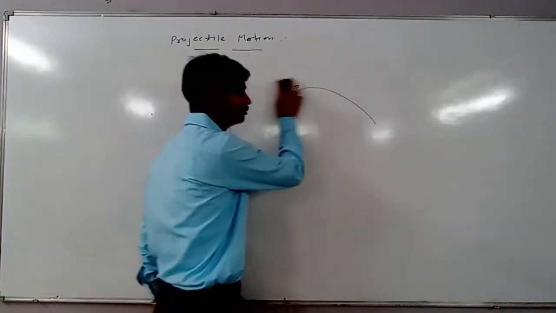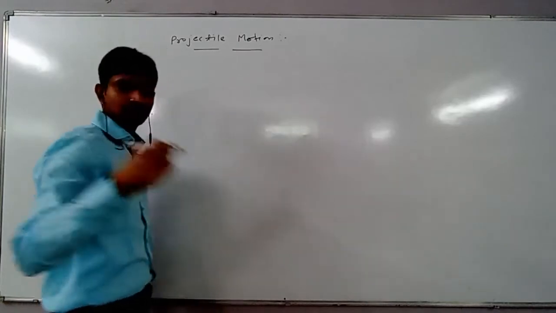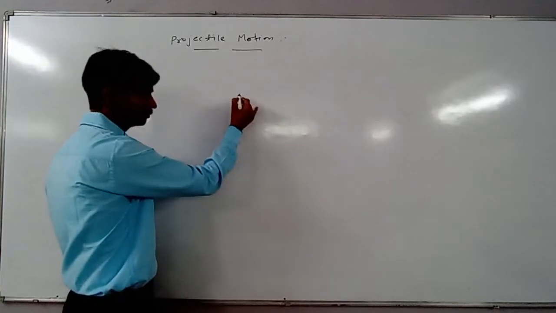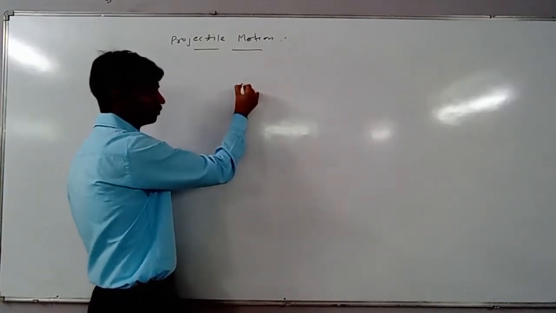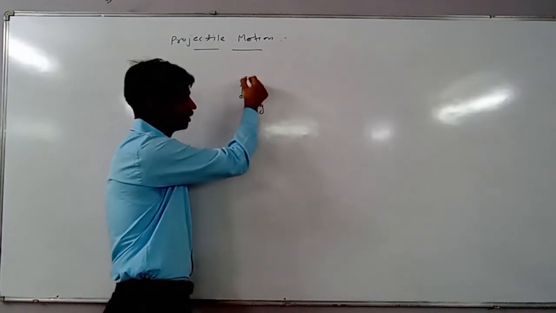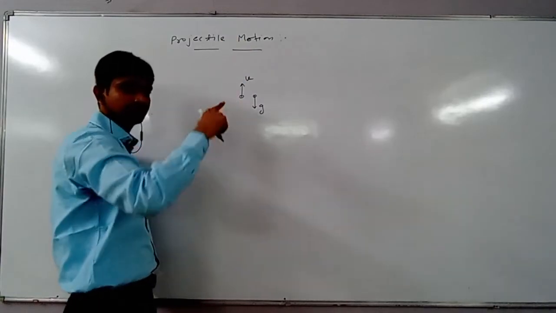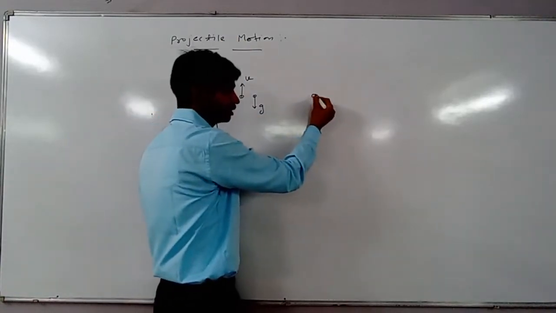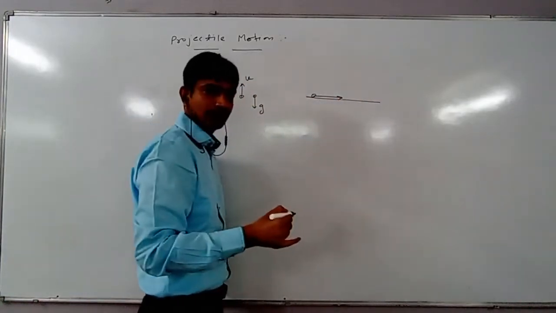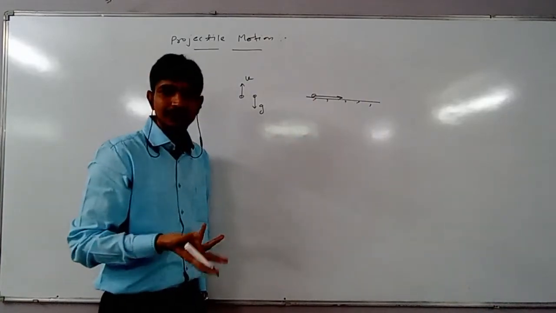So what is the difference between linear motion and projectile motion? In linear motion, velocity and acceleration are in the same direction. What happens in linear motion? See, when an object is thrown up and the acceleration is downwards, then the motion will be in a line. That's linear motion. Suppose an object is thrown horizontally on a horizontal surface without any friction, or maybe friction is there, then also it is linear motion.